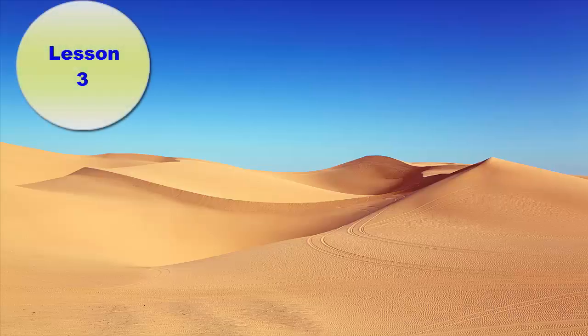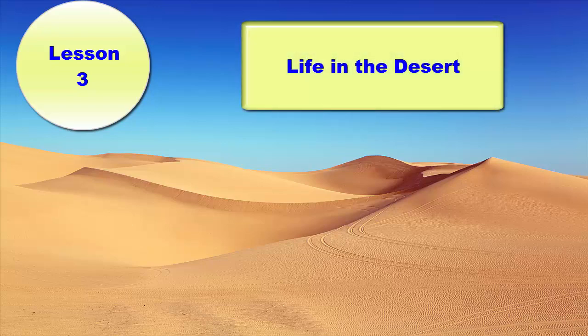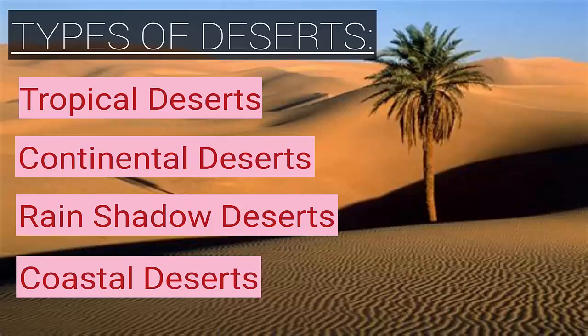Today we are going to start our lesson number 3, that is life in the desert. First of all, we will see what is a desert. A desert is a place where there is very little rain and less vegetation. Now let's have a look at some of the different types of deserts.